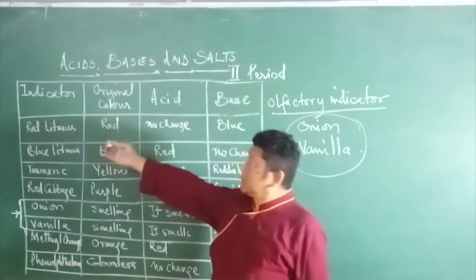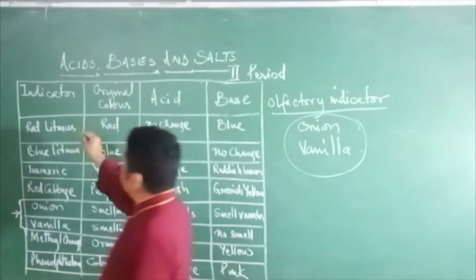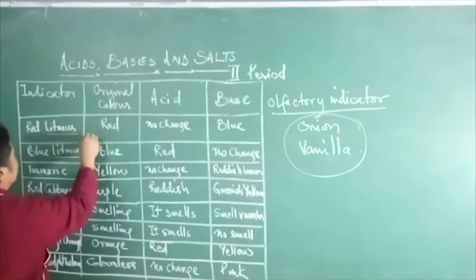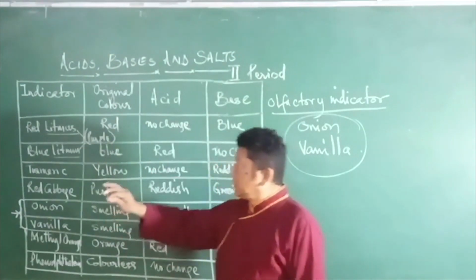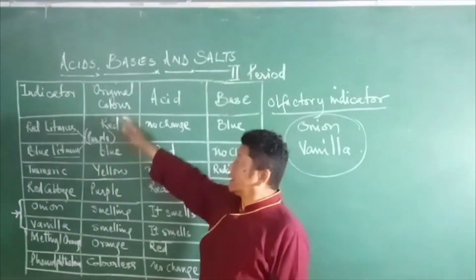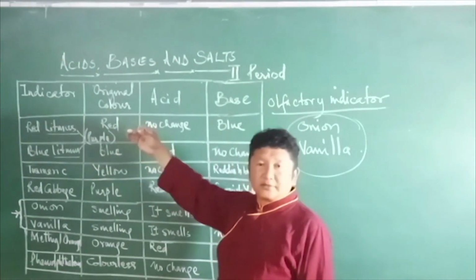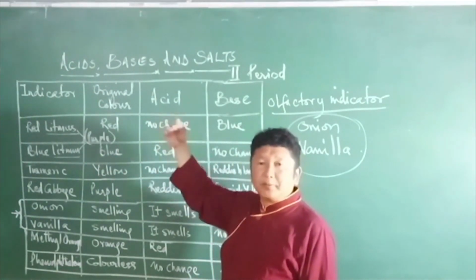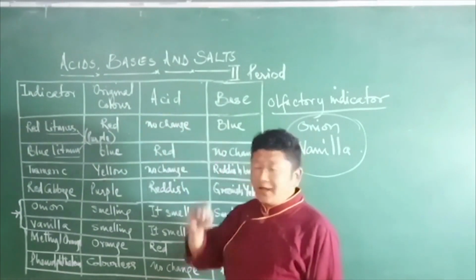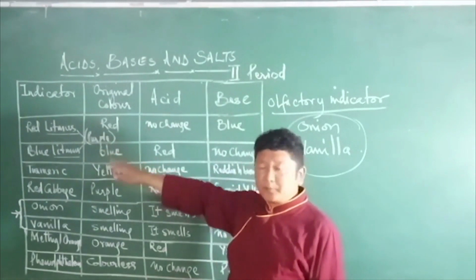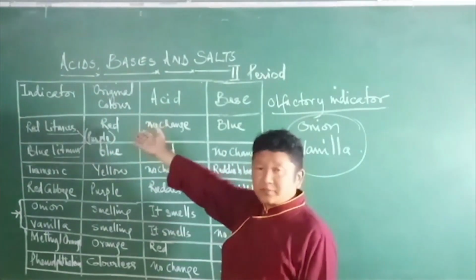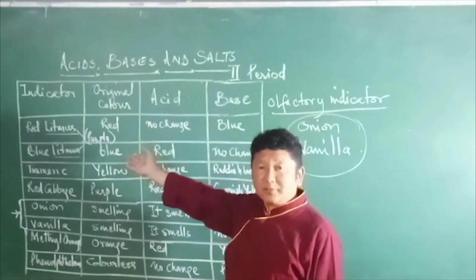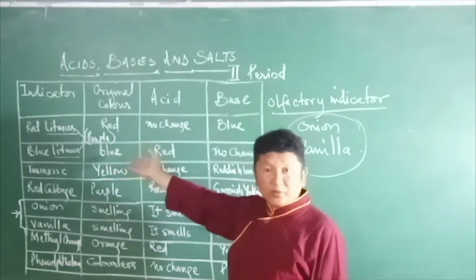Now the red litmus and blue litmus. Actually the actual color of the litmus is purple. But then we convert this purple color to red and blue when we prepare those litmus in our lab. So you can get red litmus in the form of solution, or red litmus paper. Similarly, blue litmus paper and blue litmus solution.